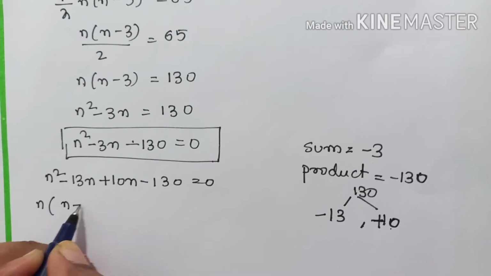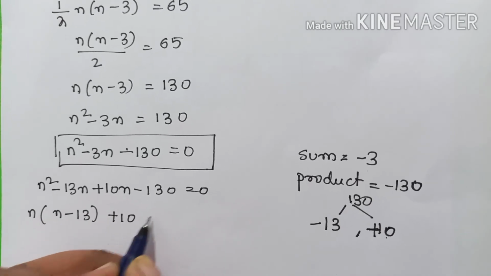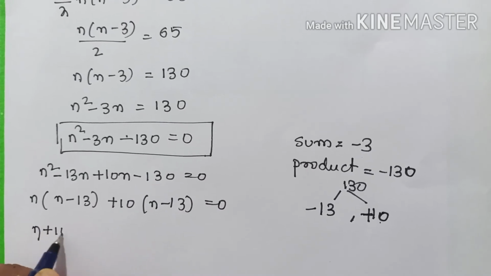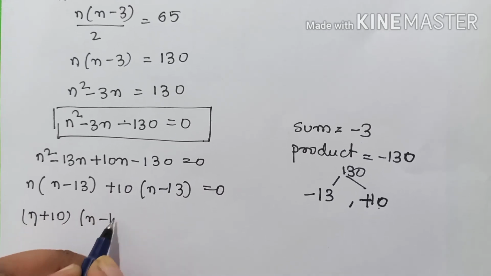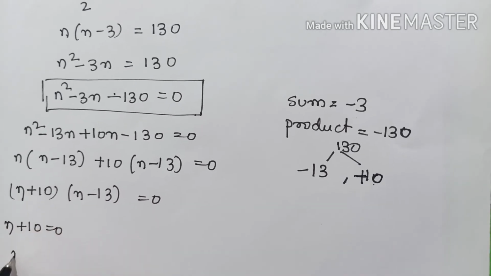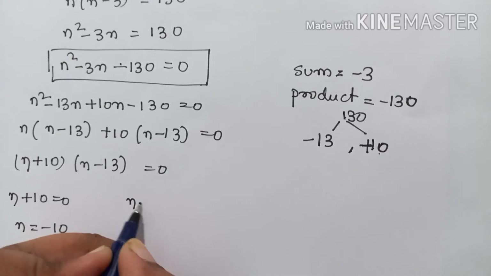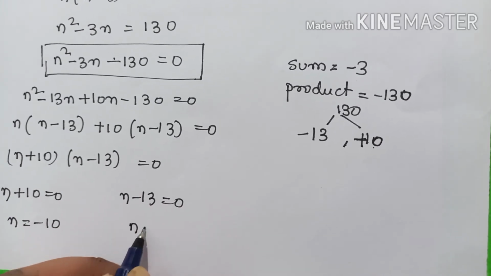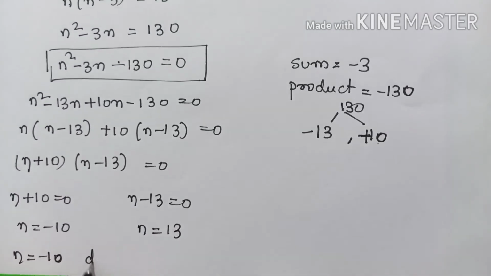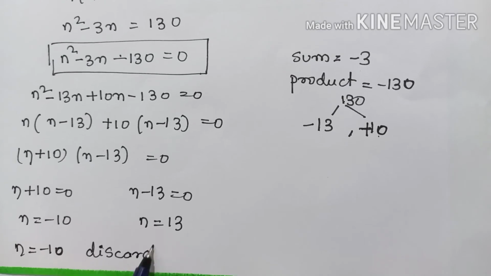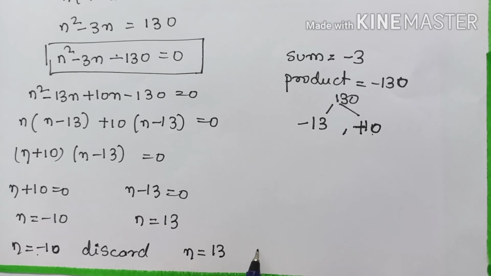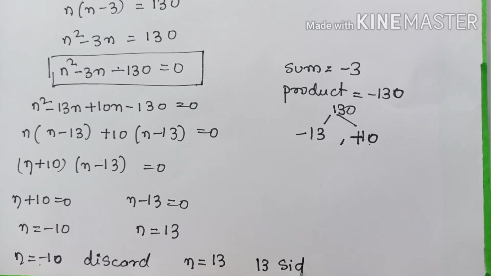Taking n common, n into n minus 13 plus 10 into n minus 13 equals 0. Now we are going to get two factors, n plus 10 and n minus 13 equal to 0. So n plus 10 equals 0 gives n as minus 10, and n minus 13 equals 0 gives n as 13. As n equals minus 10 has a negative sign, we discard it. So therefore n equals 13. So there are 13 sides for the polygon.